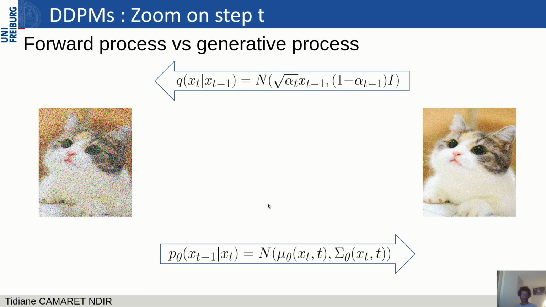So we want our generative process to be the opposite of our forward process. So the question is, how do we learn the functions mu theta and sigma theta so that p is the opposite of q? So how do we write it as a learning objective?